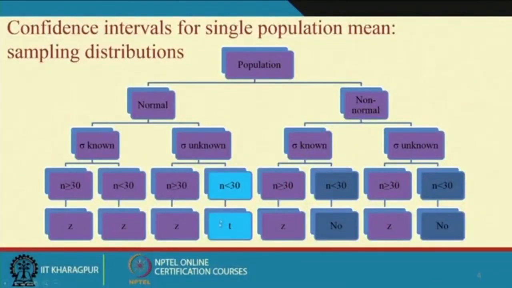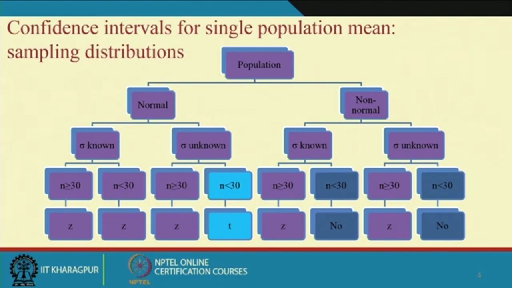So, in that case, the issue is that you are required to use the t distribution. And when you use the t distribution, I already explained in the last class, it is basically z by square root of chi square by its degrees of freedom, and this quantity satisfies this condition. Okay.